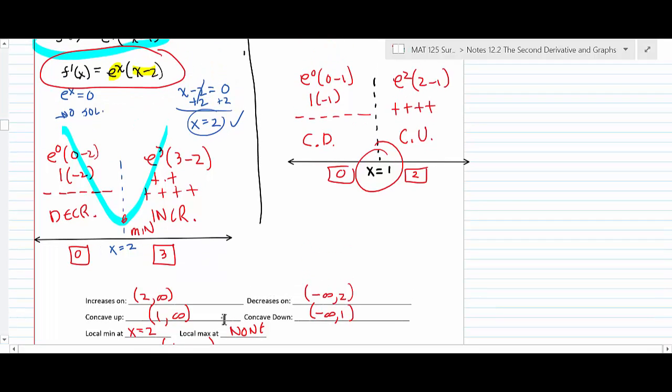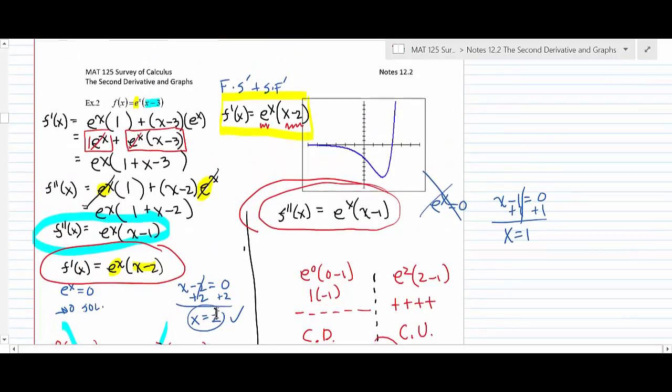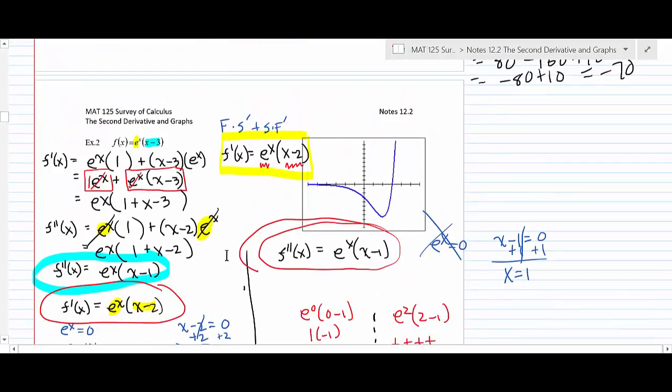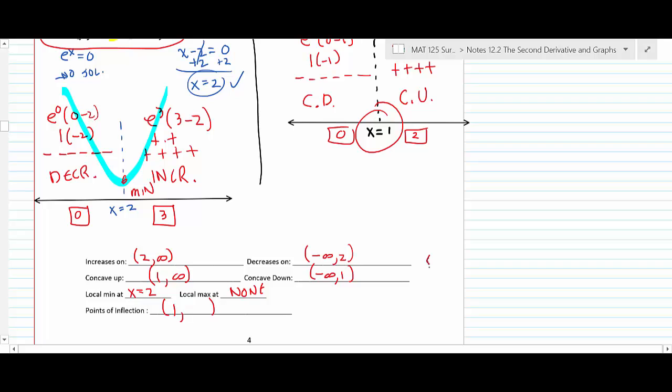Now, if you want to find the y value for the point of inflection, tell me where you go. Way back to the original. So the original is what, e to the x times x minus 3. Okay, so what you want to do is plug the 1 in. So you want to do f of 1. So that's e to the first, 1 minus 3. I'm just going to leave e in this. So that's e times negative 2.